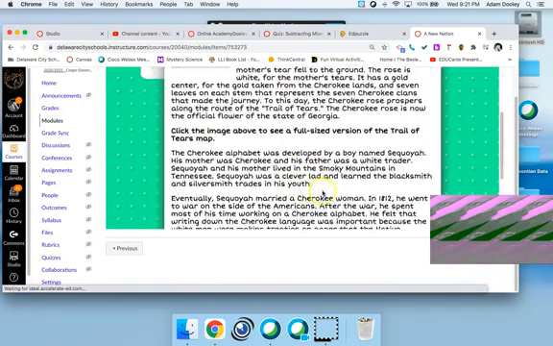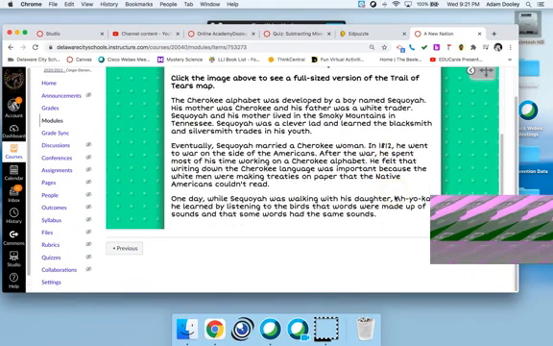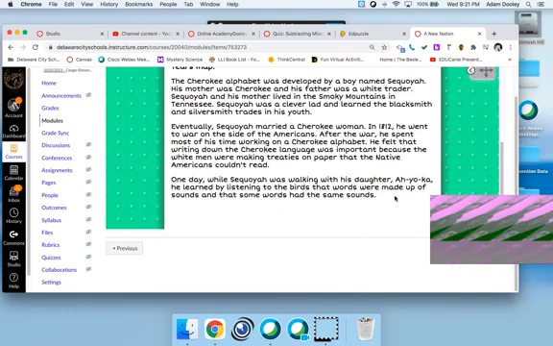The Cherokee alphabet was developed by a boy named Sequoyah. His mother was Cherokee and his father was a white trader. Sequoyah and his mother lived in the Smoky Mountains in Tennessee. Maybe some of you have been to the Smoky Mountains before. Sequoyah was a clever lad who learned about blacksmith and silversmith trades as a youth. Eventually, Sequoyah married a Cherokee woman.